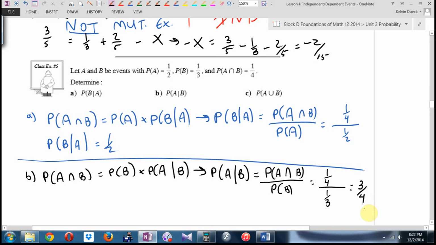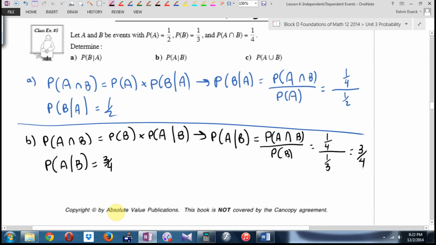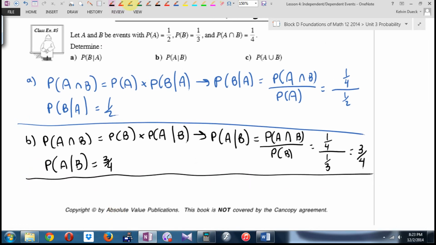Oh, I did write the full answer there. Yeah. So, probability of A given B, 3/4. What's the last thing they want us to find? Probability of A or B.